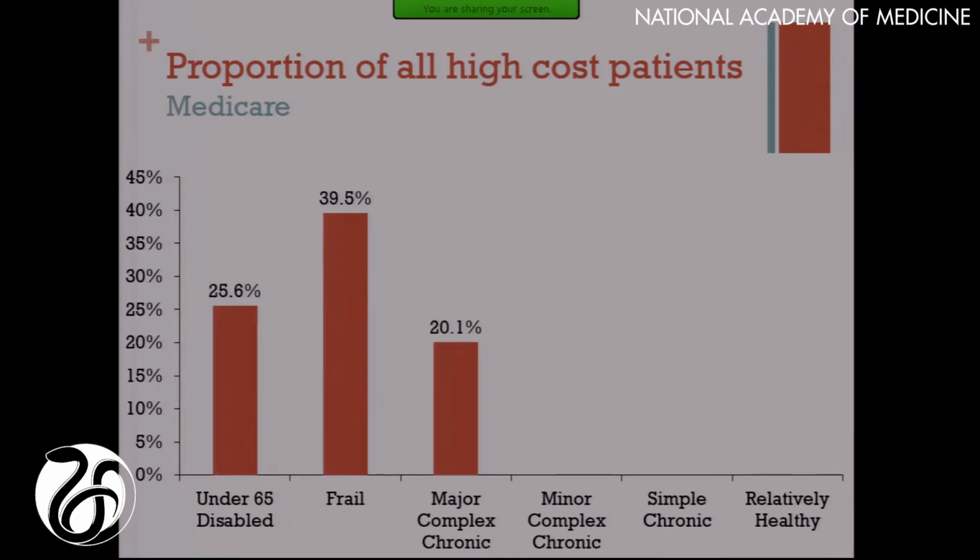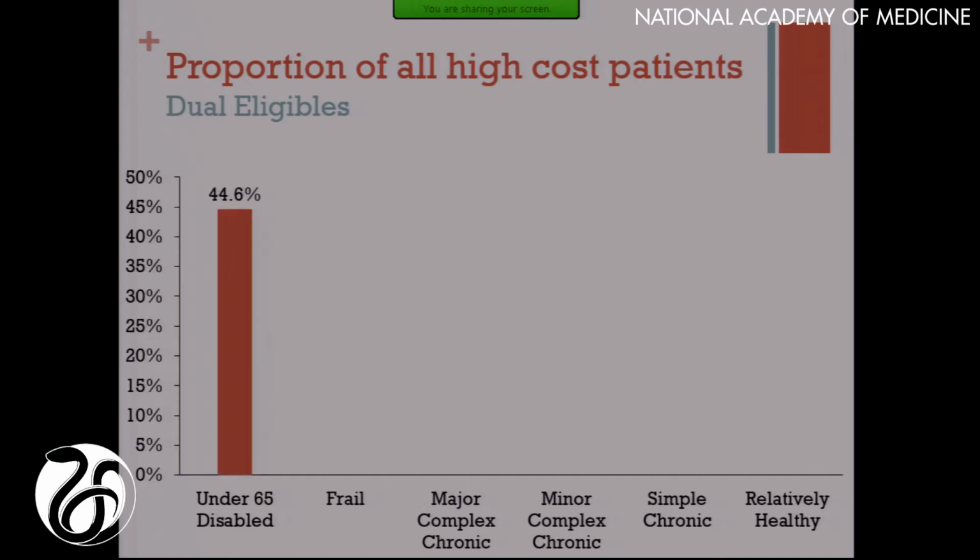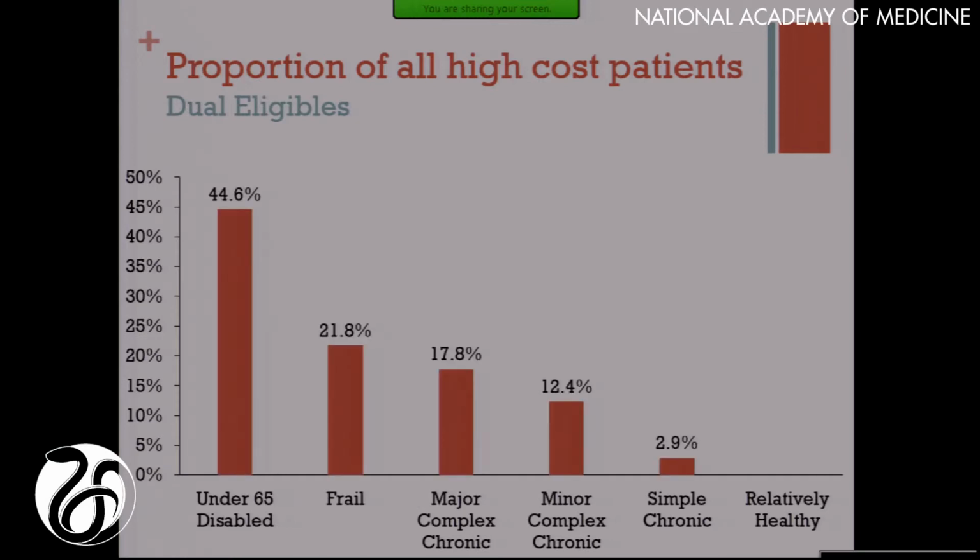This is Medicare only, right? If you think about those 2 graphs, in some ways it'd be nice if I could have shown them next to each other. You'd see that these populations look very different. Under 65 disabled and frail elders are really your high-cost patients. And then among the duals, it looks different yet. It's again under 65 disabled and frail, but now the dominant group seems to be the under 65 disabled. And it's another way of saying that even within these three populations, the high-cost patients look very different from each other.